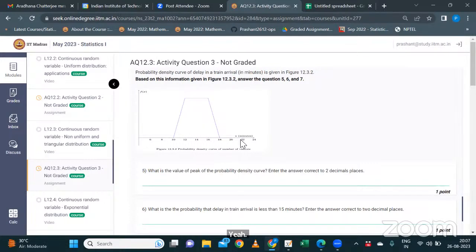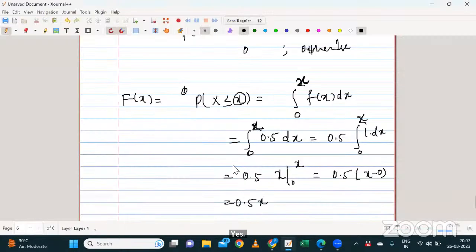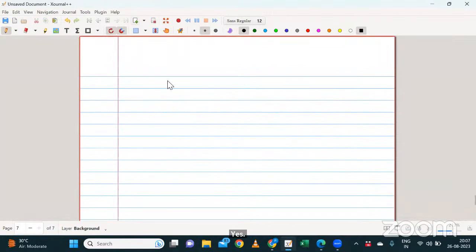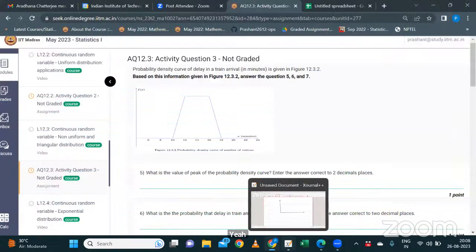Okay, first of all, what kind of graph is this? Non-uniform. It's a trapezium, right? Yes, sir. Okay, let me draw it. 10 to 16, 12, 4 in between. 10 to 12.